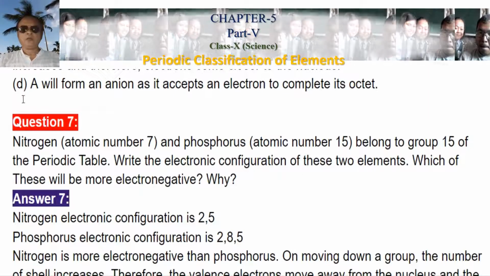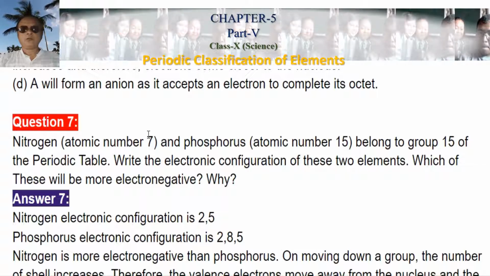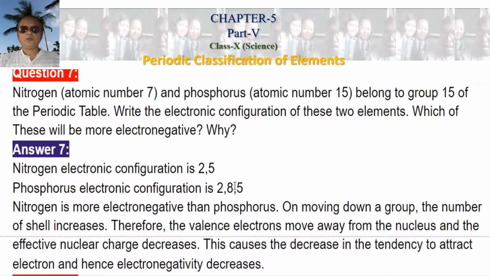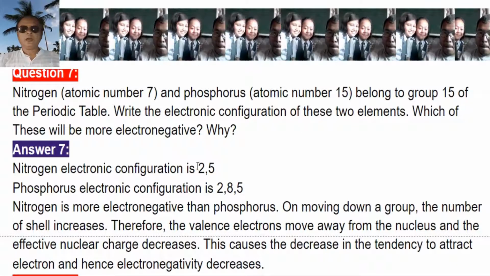Now we go to question number 7. Nitrogen, atomic number 7, and phosphorus, atomic number 15, belong to group 15 of the periodic table. Write the electronic configuration of these two elements. Which of these will be more electronegative? Why? The nitrogen electronic configuration is 2,5 and the phosphorus is 2,8,5.